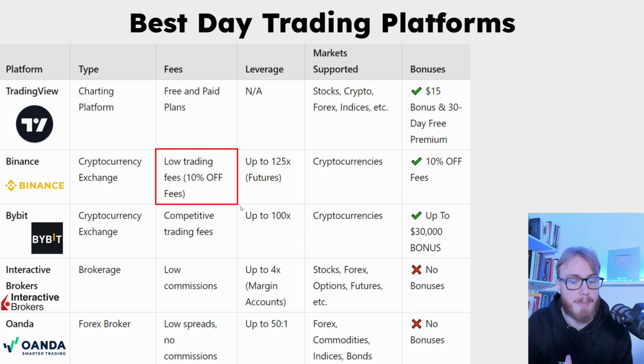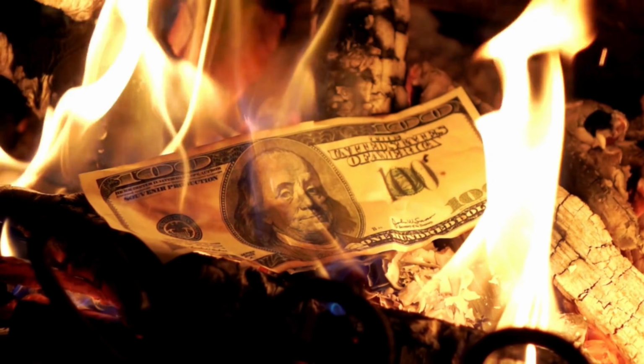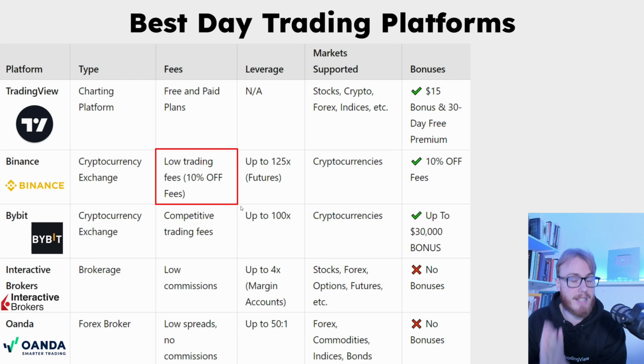And as a day trader, it's very important to have as low trading fees as possible because you take many trades. So if we have high fees, the fees will actually add up to a lot over time. So it is very important to have low trading fees.